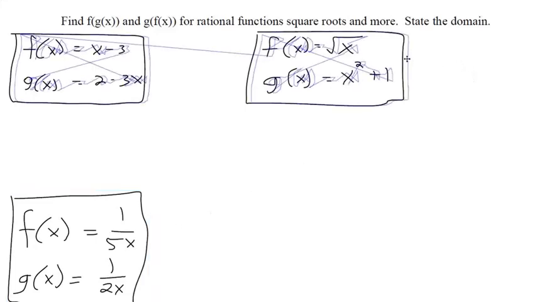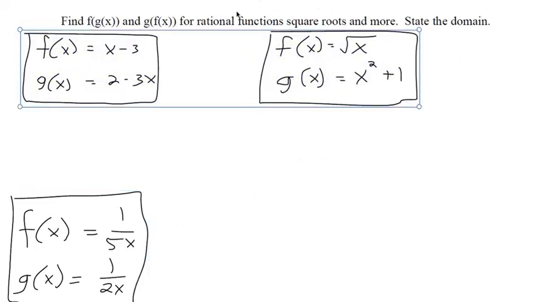Okay, so we got different functions of f and g here, different pairs. For each of them, we're supposed to find f of g of x. That's how you'd say that. This says g of f of x. And what it means is you're plugging the function g into the function f. Or in this case, you're plugging f into the function g.